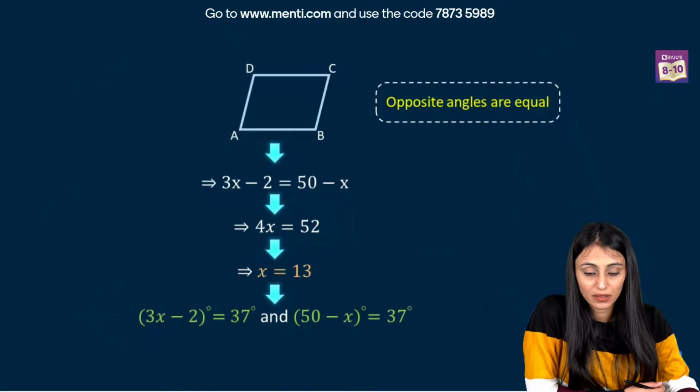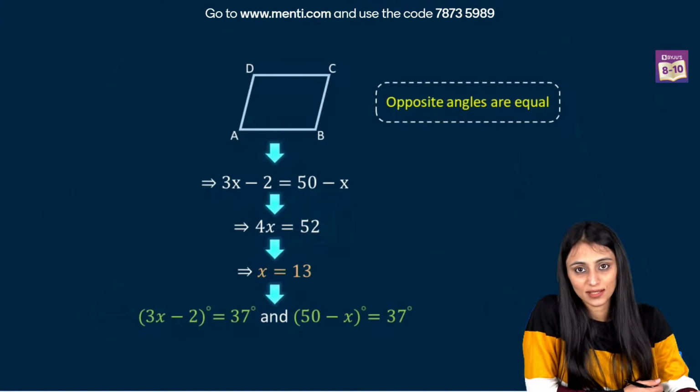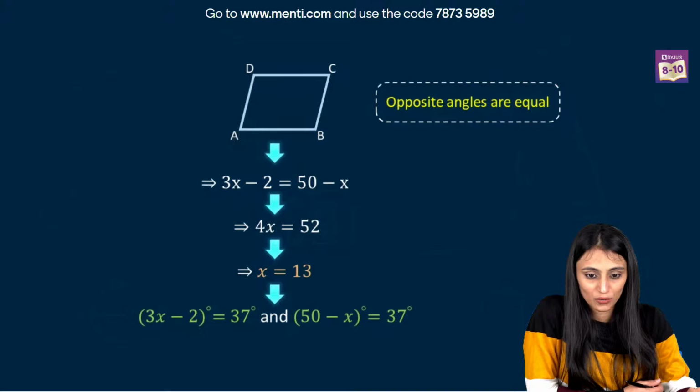Sugandha Pathak, I have shown you the solution. Angles were equal, so equate them. From here you get the value of x on calculating. Yes, that's what I'm saying, Kanika Thakur. Calculation, I think that's the biggest challenge for you guys.